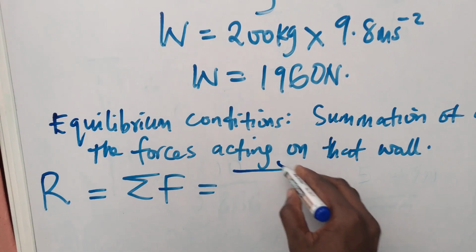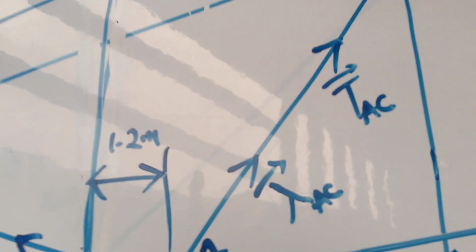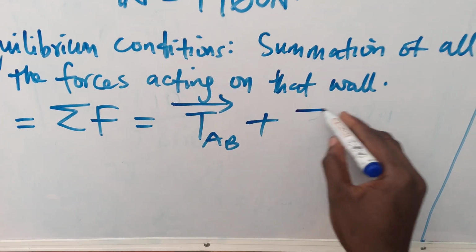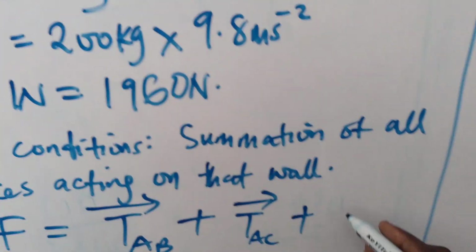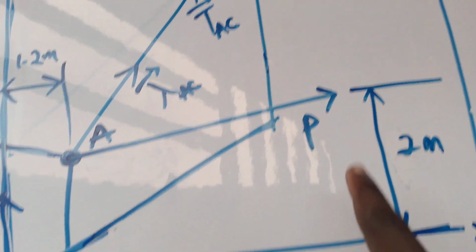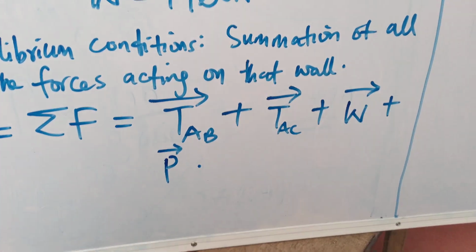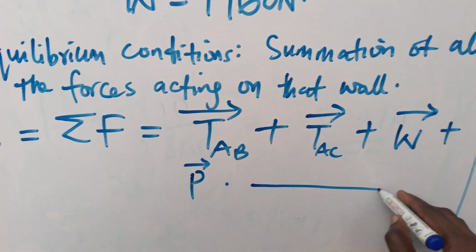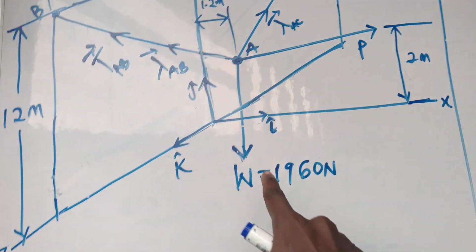Sigma F now will be, take the first force, tension AB. Tension AB is a vector. That's why we represent it with that arrowhead. Tension AB plus, take the next one, tension AC. That's also a vector. Plus, take the weight, represent the weight as a vector, and then finally take the force P going this way, represent it as a vector as well, plus P. Of which you can call this one equation 1. So that is showing us the summation of all the forces acting on the wall: TAB plus TAC plus the weight plus the force P.